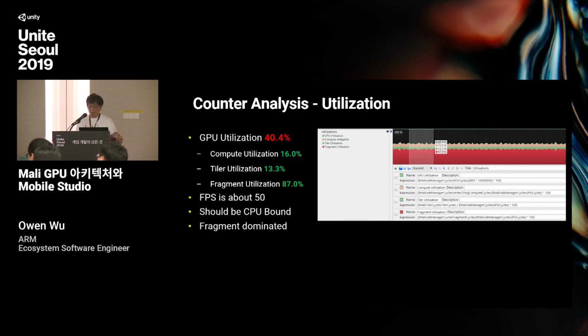We can see the compute and the tile utilization are all about 16%, and the fragment utilization is 87%. So we can tell the application is actually fragment dominated. But in a real case, you need to fix the CPU bound first until the bottleneck moves to the GPU. You would not see any improvement if you optimize the GPU pipeline for a CPU bound application.